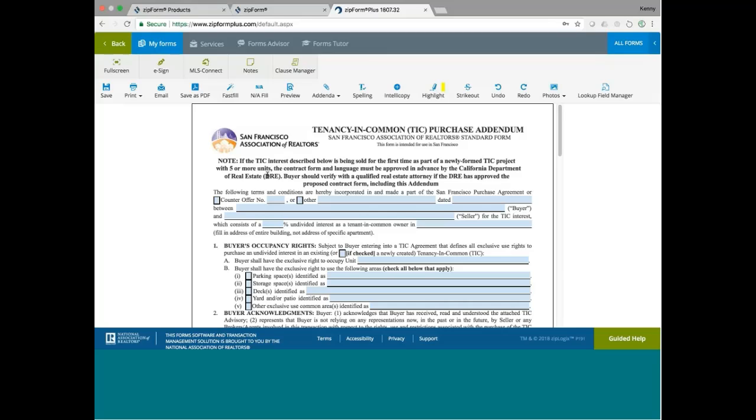Now, what's the difference between TIC with 5 or more units and a subdivision with a condominium with 5 or more units?